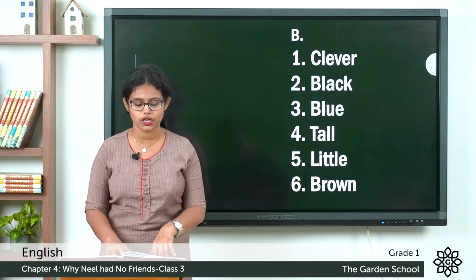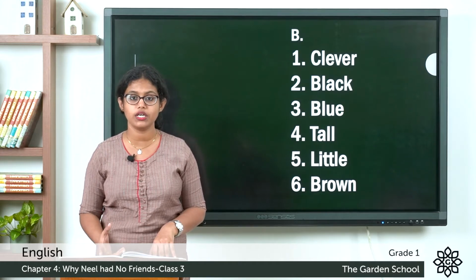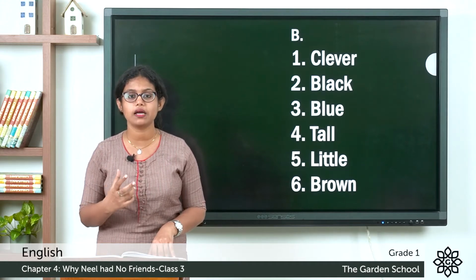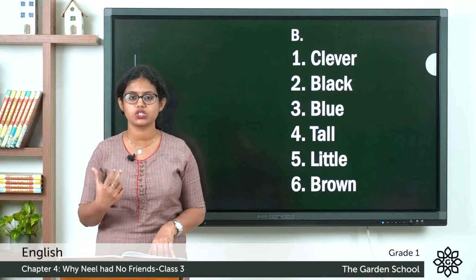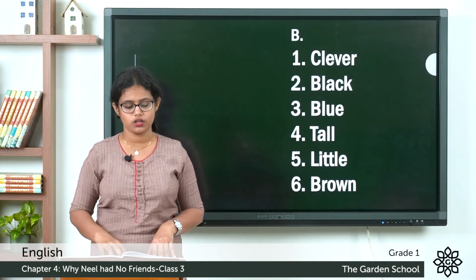What about the next one? The brown dog crossed the street. So which is the naming word here? It is the dog. And which is the describing word here? It is brown. The word brown describes the color of the dog. So which is the answer? It is brown. Brown is the describing word.